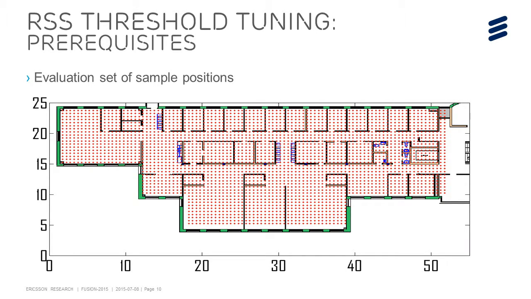Therefore, it is more realistic to use for complex indoor environments. The third prerequisite is an evaluation set of sample positions. Here is an illustrative example where the sample positions in the evaluation set spread uniformly in the surface area, and they are of equal importance.